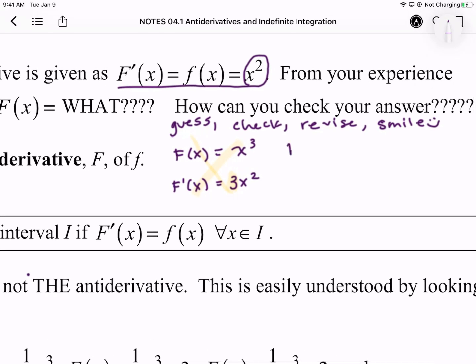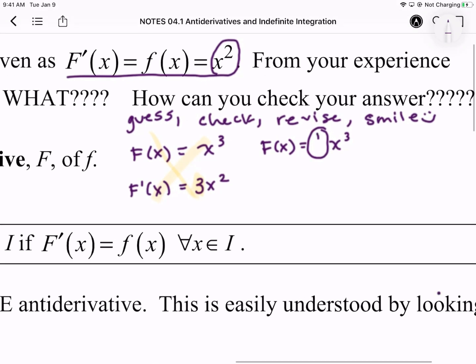So what I need in my guess for big F of x, I still think I need x cubed. But I need to put something in front so that when I bring the 3 down using the power rule, it goes away. So I need a number out front that will cancel out that 3. And many of you are probably saying what it is. It's 1/3. So if I put 1/3 there, and then I find f, the derivative of big F, the 1/3 cancels out with the 3, and I'm just left with x squared, which is what I wanted. Yay! Smile.